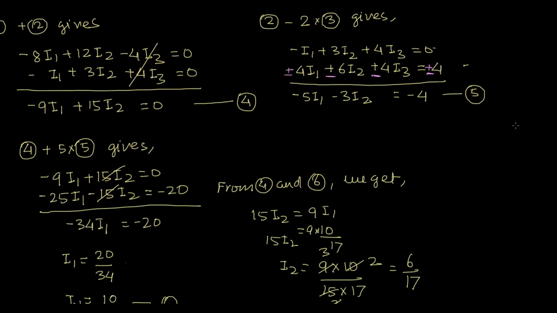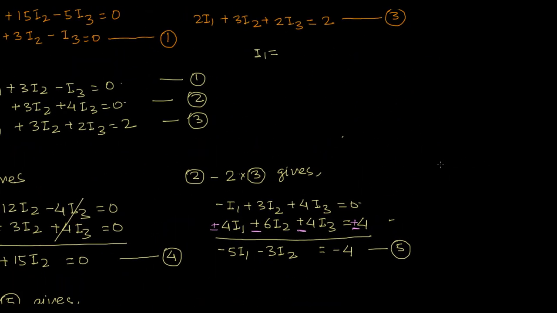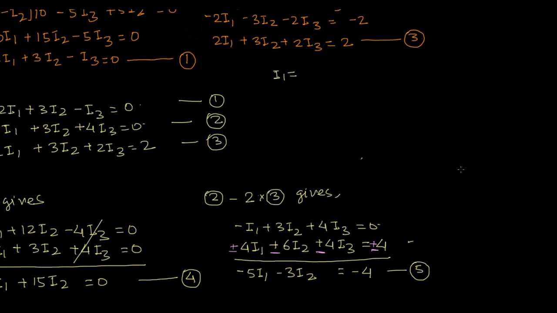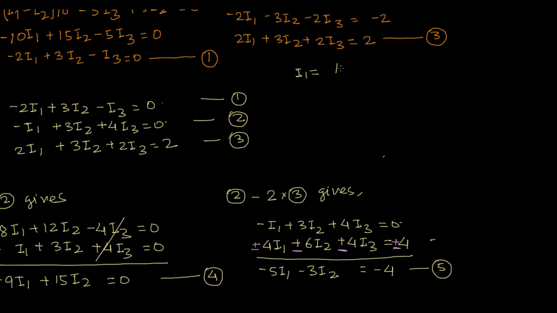I1, as we have seen, is 10 upon 17, and I2 is 6 upon 17. So what is I3?